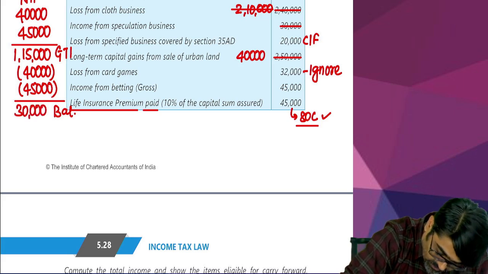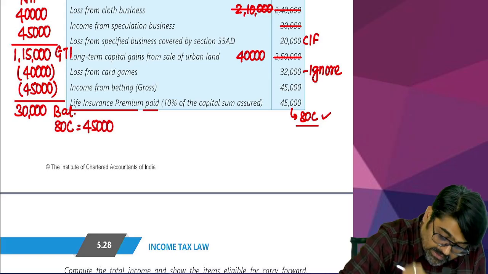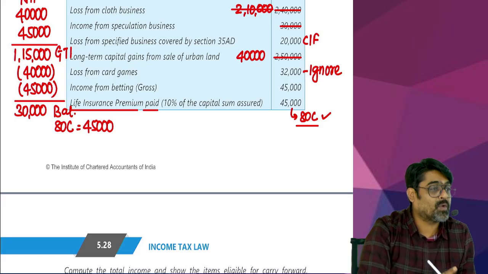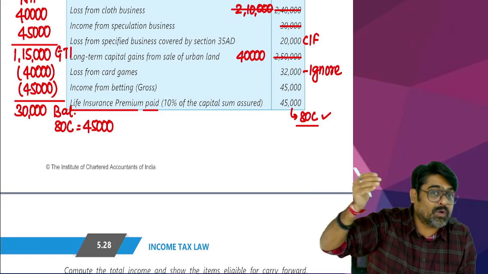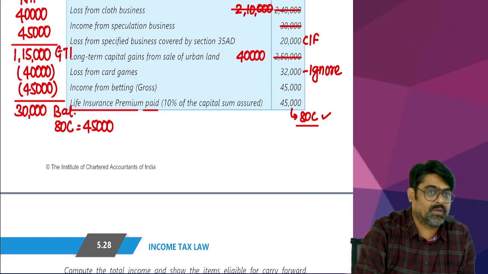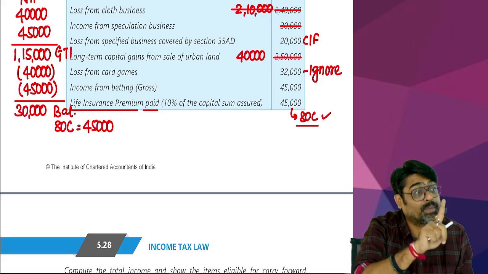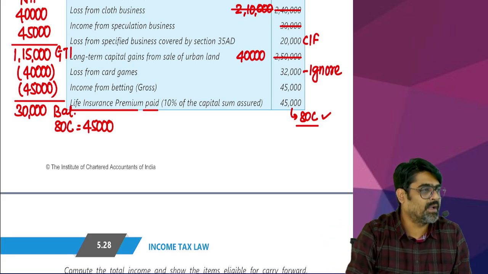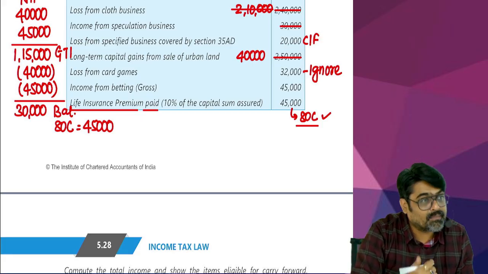From this balance GTI only you can take chapter 6A deduction. Chapter 6A deduction, ATC is how much? 45,000. And remember one thing, your deductions under chapter 6A cannot be more than your balance GTI. After taking chapter 6A deduction, your total income cannot be negative. After taking chapter 6A deduction, your total income can either be positive or it has to be nil. So if you will take 45,000 deduction out of your 30,000, your resulting total income will be nil, positive, or it will become negative.